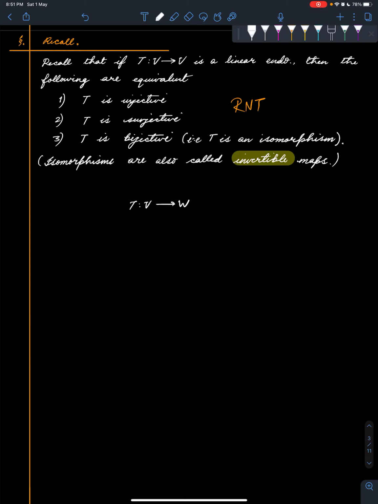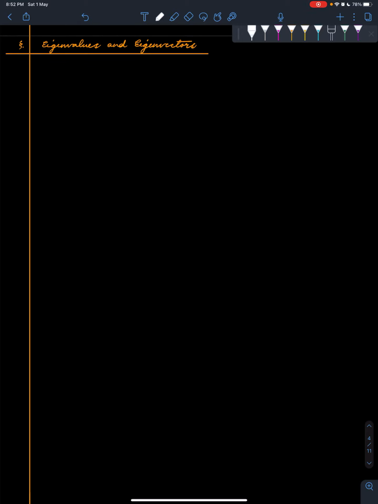Okay, and now let's get to the business of eigenvalues and eigenvectors, which is the subject of inquiry for this particular lecture and perhaps the next lecture. It will be a central concept throughout our linear algebra study. Here is how we define an eigenvalue. First of all, we have a linear endomorphism. So let T be a linear endomorphism.